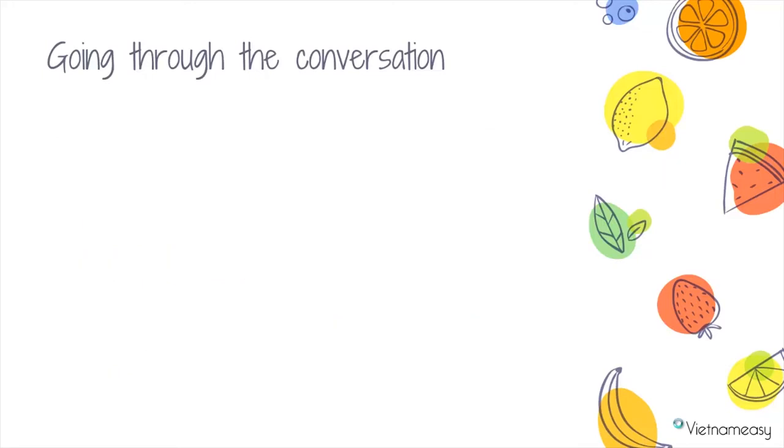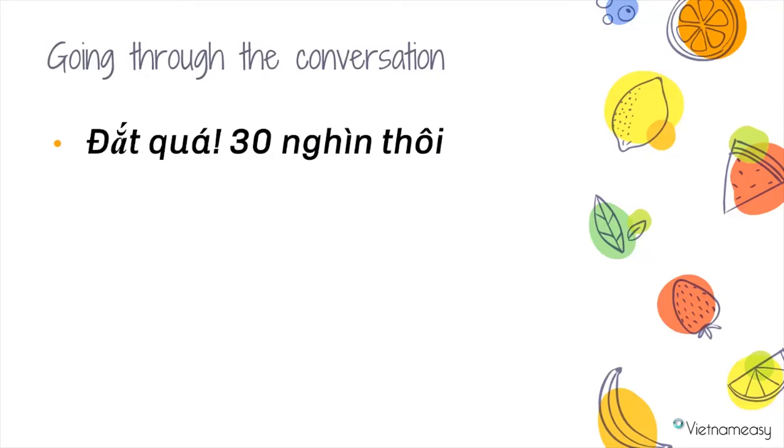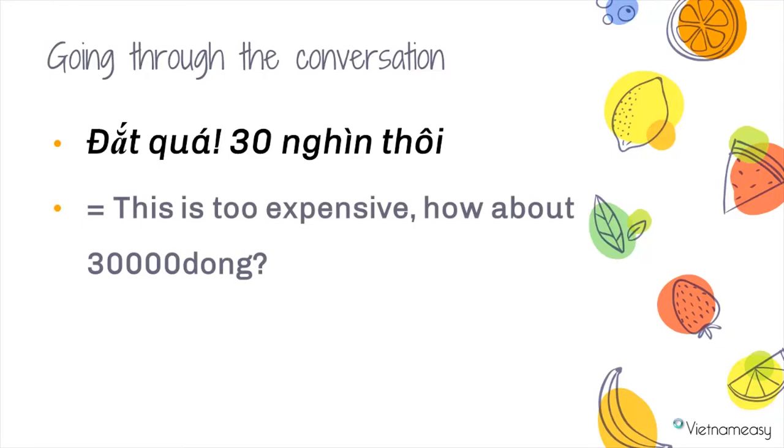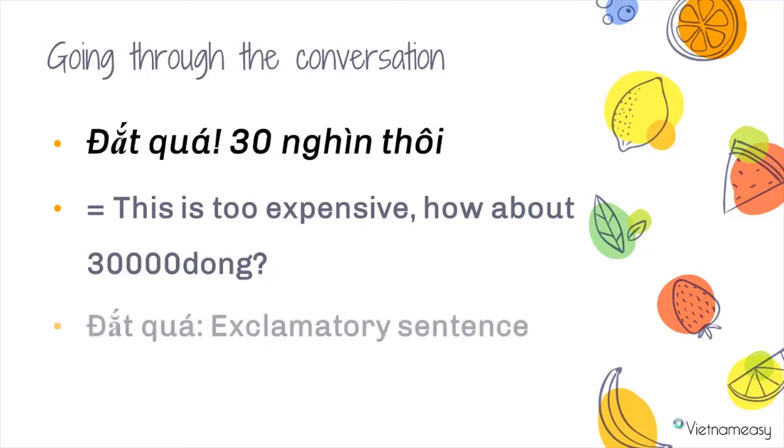Next one, we have đắt quá, 30.000 thôi. Which means, this is too expensive. How about 30,000 dong? Đắt quá is an exclamatory sentence, which means too expensive.